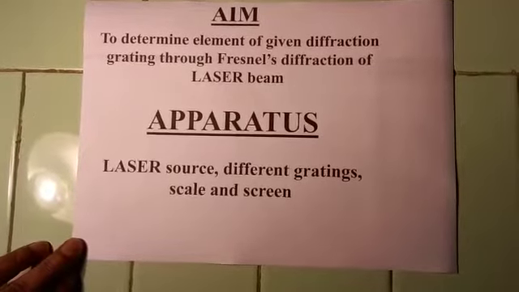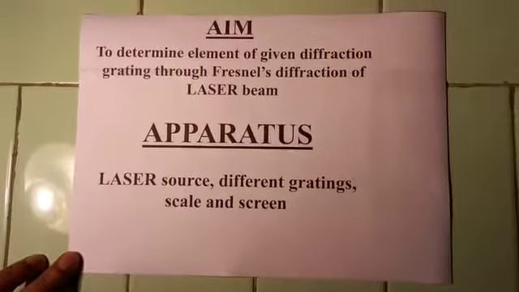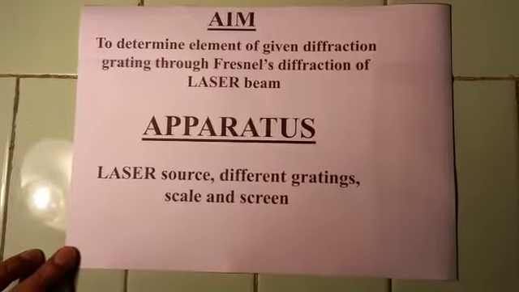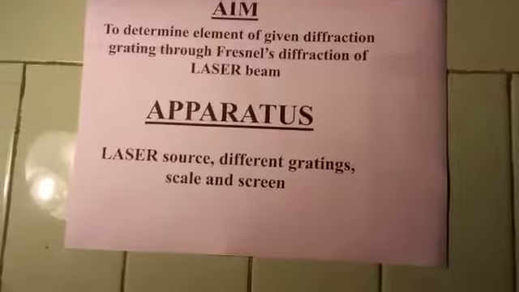Then we have different gratings which have got different numbers of lines, and we will be looking for those numbers of lines using this experiment. Also, here we have a grating mounted inside which has got three different numbers of lines, and that is our aim of the experiment, to find what are the different numbers of lines these gratings are having.